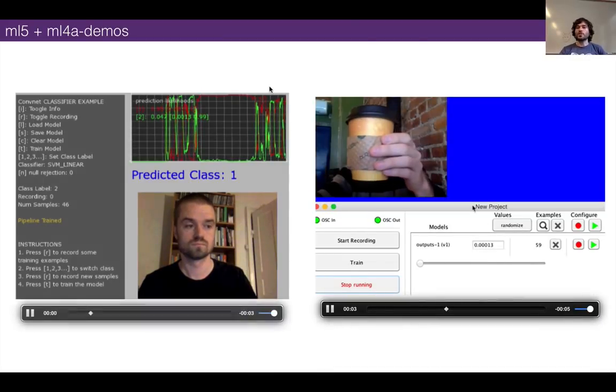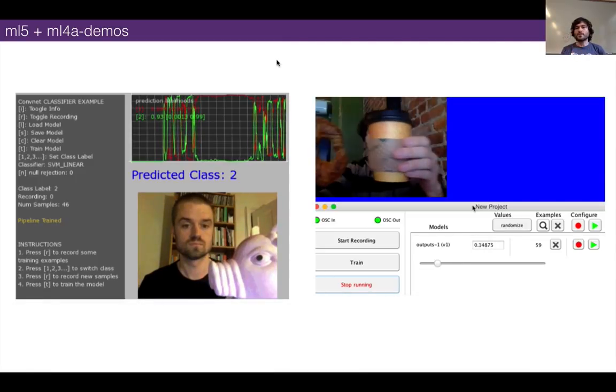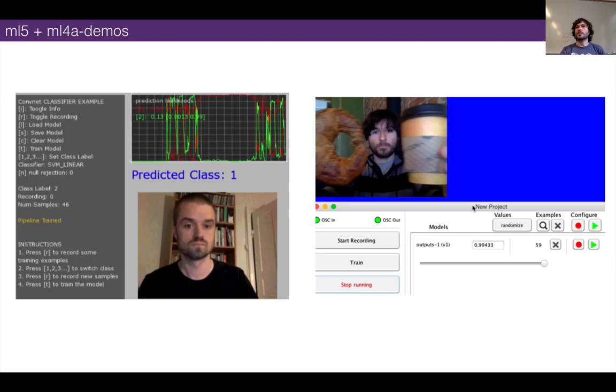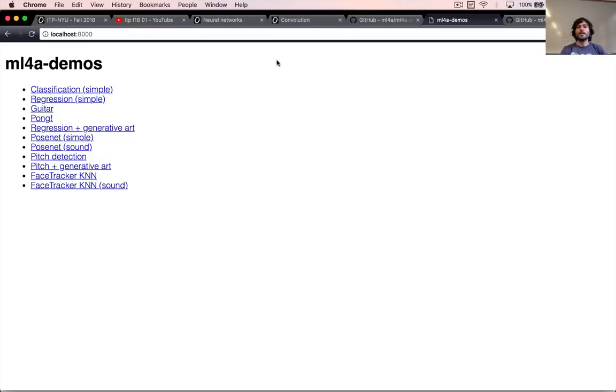Basically the demos I'm going to show you are along these lines. I'll show you the demos first, and then I'll come back to these slides, and I'll show you a few projects that other people have made. I have a little showcase of projects that are using the transfer learning technique. So let me show you the demos first, and then we'll go to that.